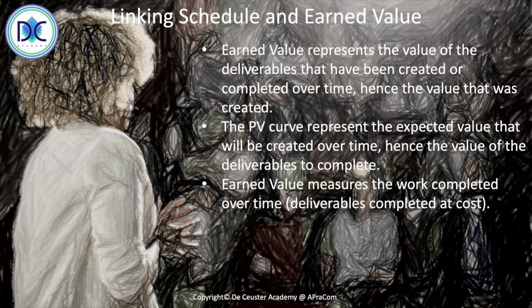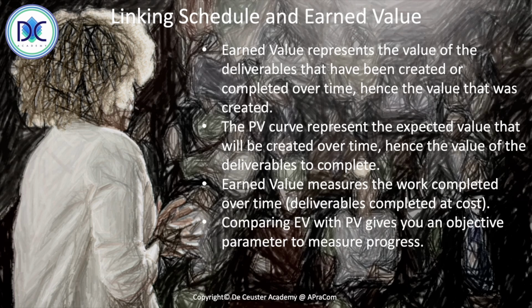Earned value measures the work completed over time. And here we're talking about the deliverables completed at cost. So the budgeted cost of work performed is basically explaining this. How much did we budget to create those deliverables? And how much did we realize? That's why I like more the older definitions, BCWP and BCWS, because it shows more what earned value management is about.